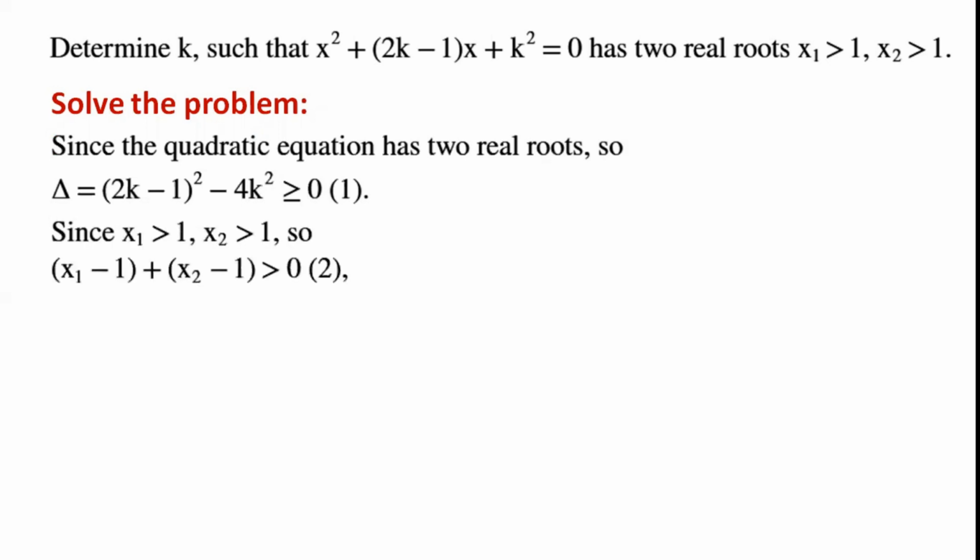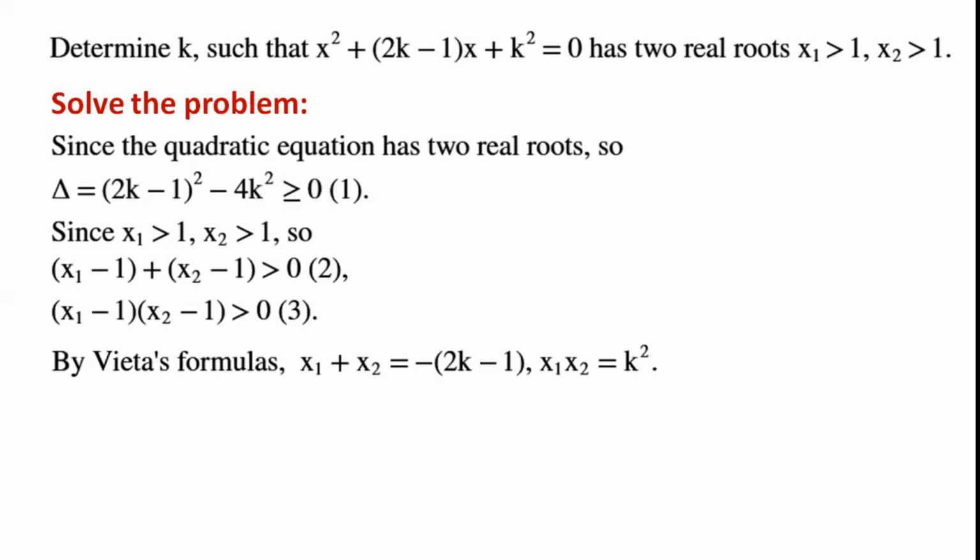Since x1, x2 are greater than 1, so (x1 minus 1) plus (x2 minus 1) is greater than 0, and (x1 minus 1) times (x2 minus 1) is greater than 0. By Vieta's formulas, x1 plus x2 equals minus (2k minus 1), x1 x2 equals k squared.